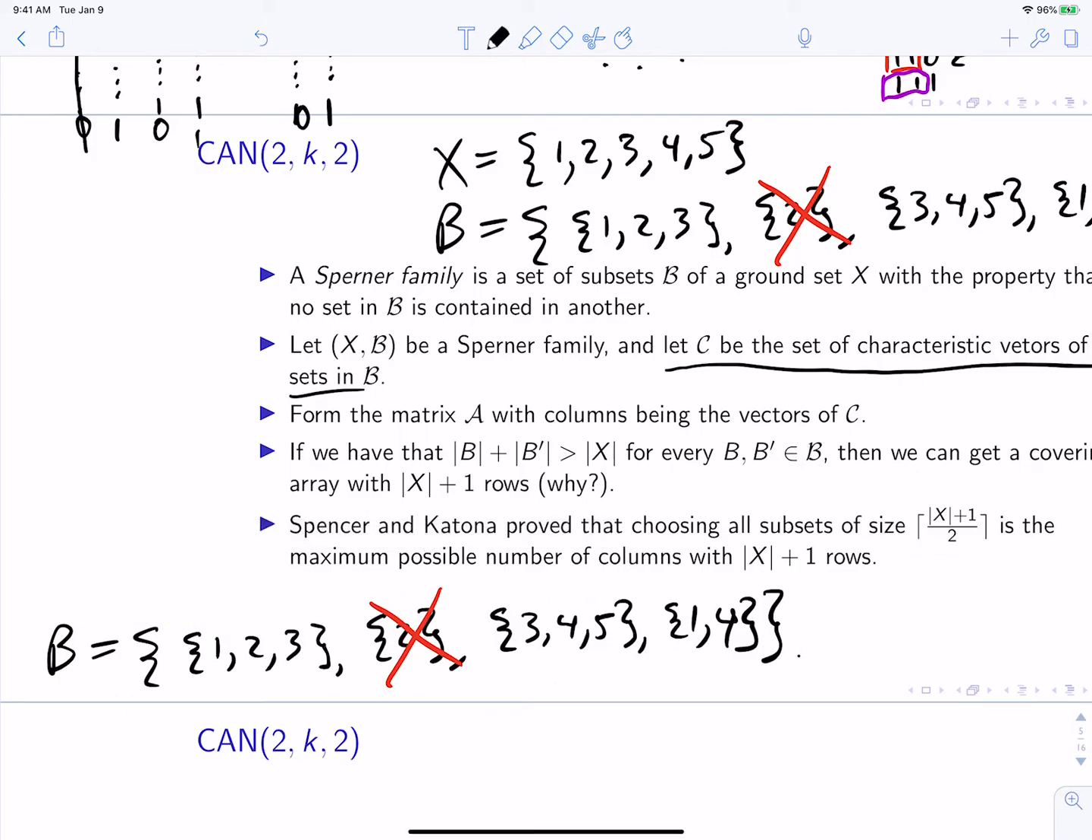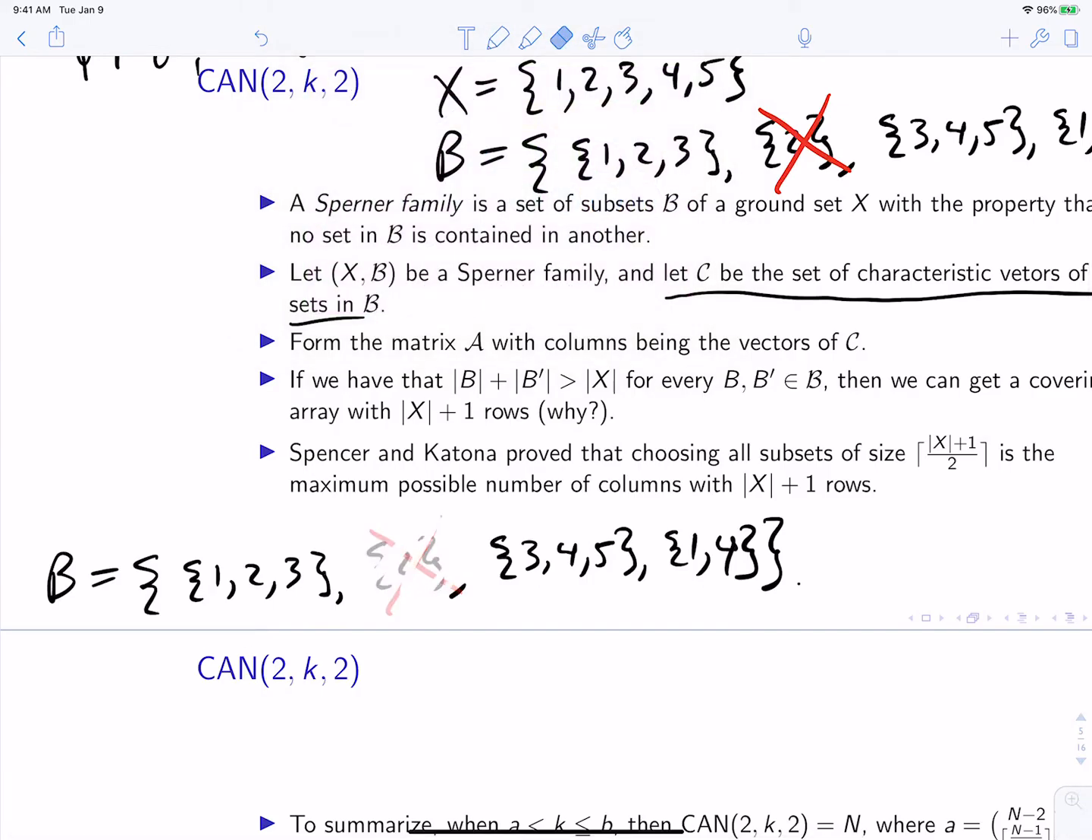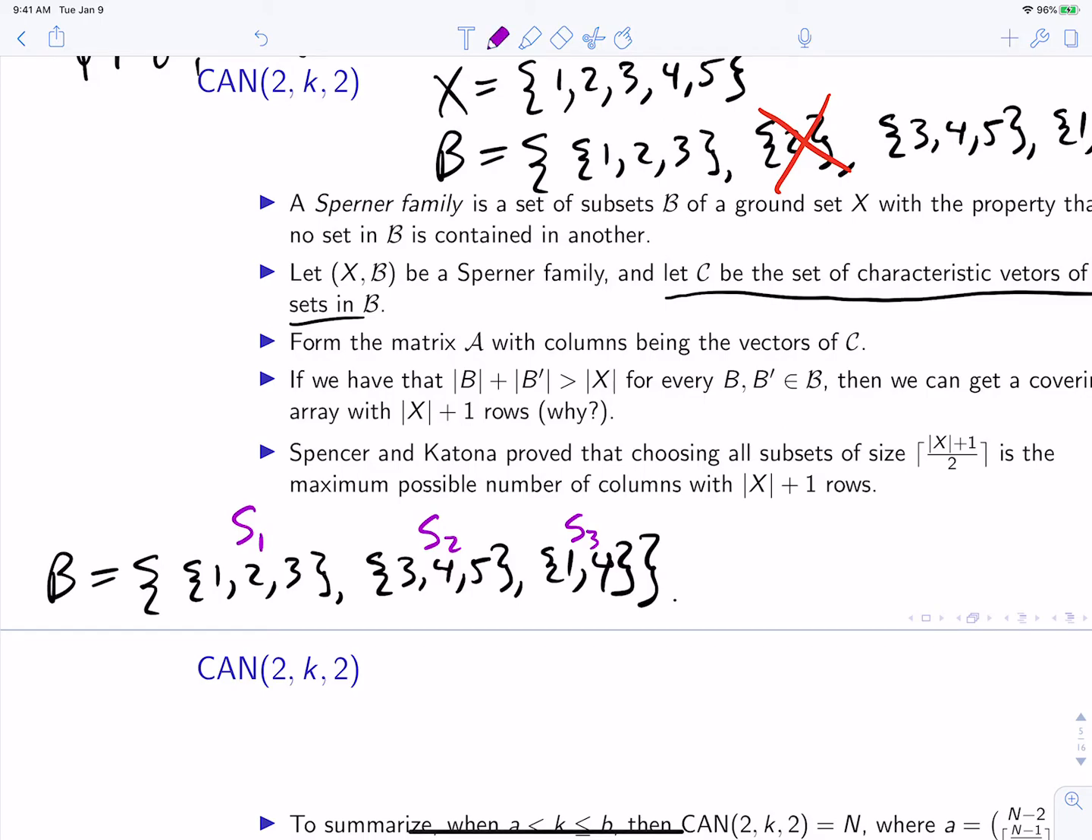So here's what we're going to do. We're going to make basically just a Boolean indicator for each of the sets in turn. So I'm going to call the 1, 2, 3 set S1. I'm going to call the 3, 4, 5 set S2 and the 1, 4 set S3. And what we're going to do is have the sets themselves be columns, and the rows are going to be the elements of X. So the elements of X are 1, 2, 3, 4, 5. So I'm just going to list those out.